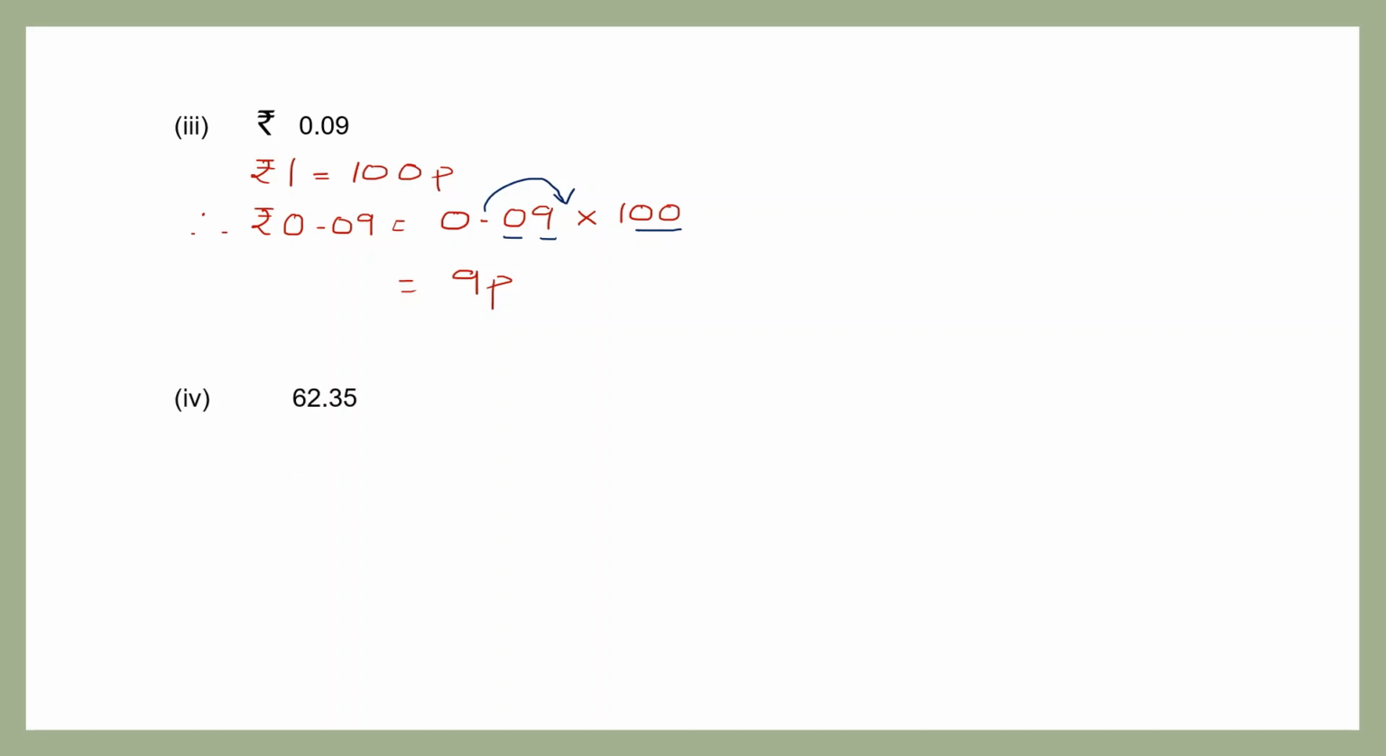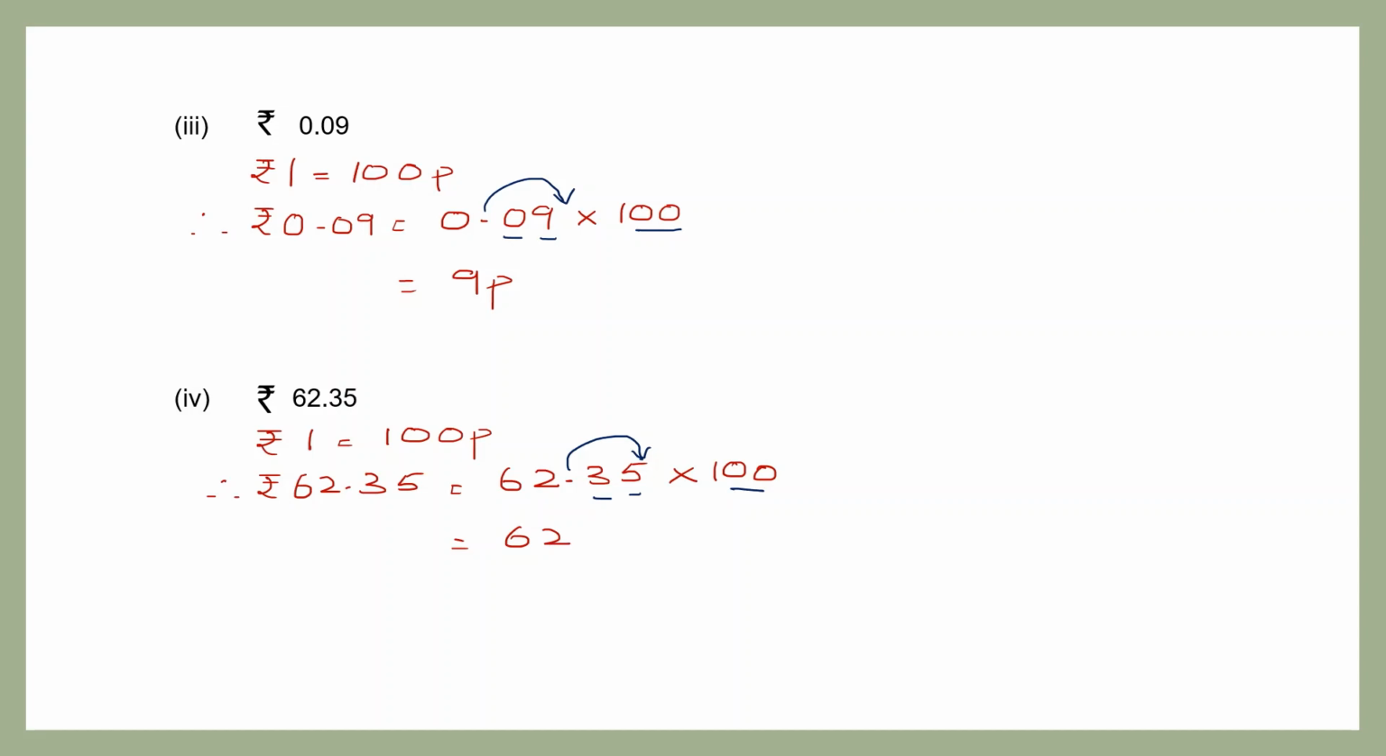Question 4. So here we have 62 rupees and 35 paise. Again, let's start. 1 rupee has 100 paise. Therefore, 62 rupees 35 paise will be 62.35 into 100. 100 has 2 zeros. Point moves 2 places to the right and comes here. So what is my final answer? 6235.0 or simply 6235 paise.